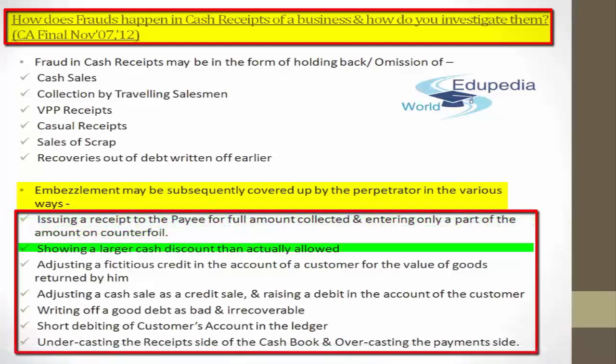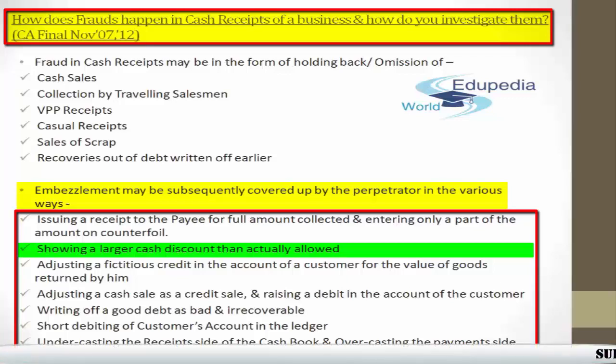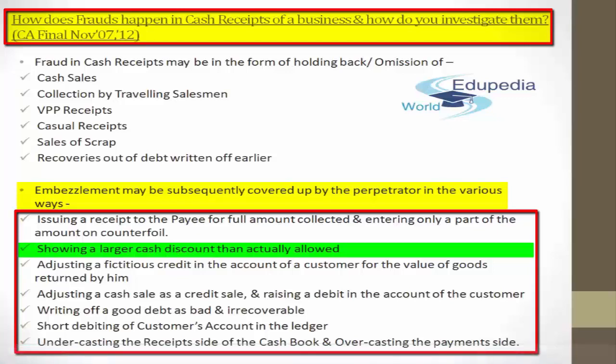Number two, showing a larger cash discount than was actually allowed. You are selling, let's suppose, Surf Excel in the market, with a maximum retail price of 100 rupees. While providing door-to-door incentives, salesmen and executives usually provide some discounts. They provided 10 rupees as a cash discount, and the person accepted and paid 90 for that Surf Excel. However, in the records they showed a larger cash discount of 30 rupees on one item. Then again, it's going to be considered embezzlement.